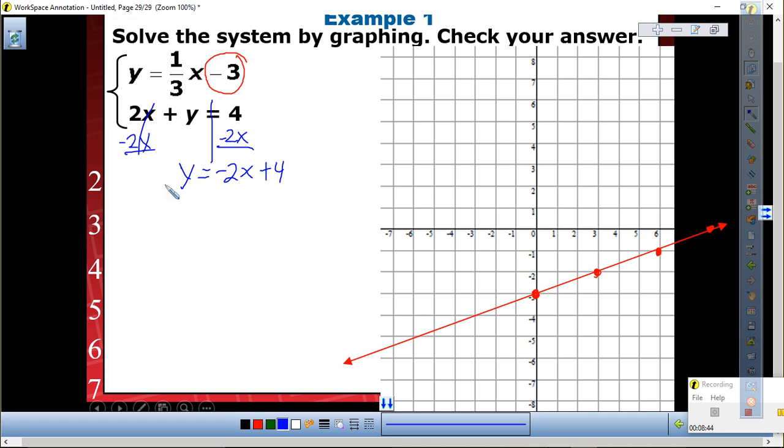By now, you should know how to graph this. I'll give you a head start. Go. Graph that line in blue.